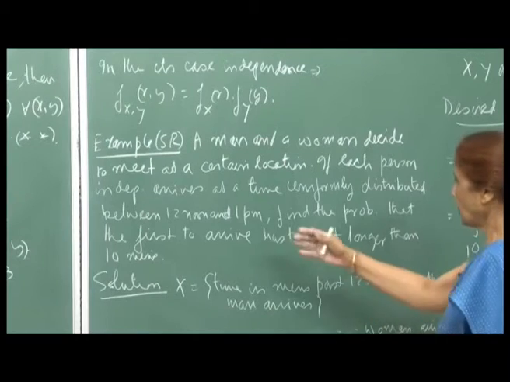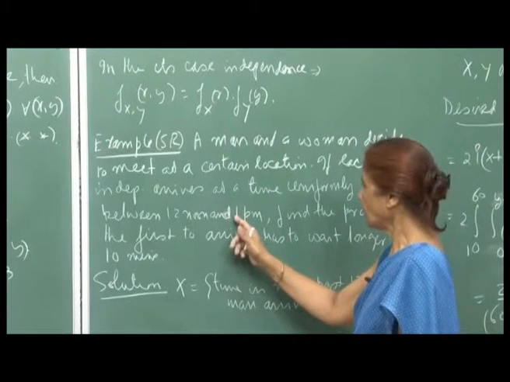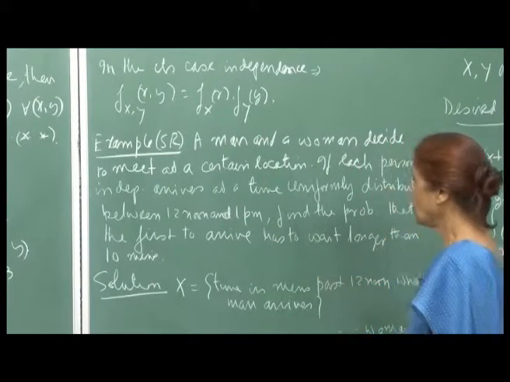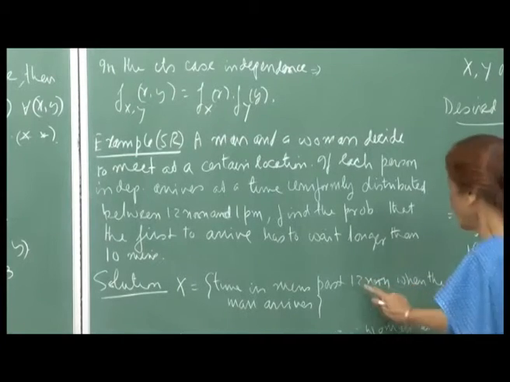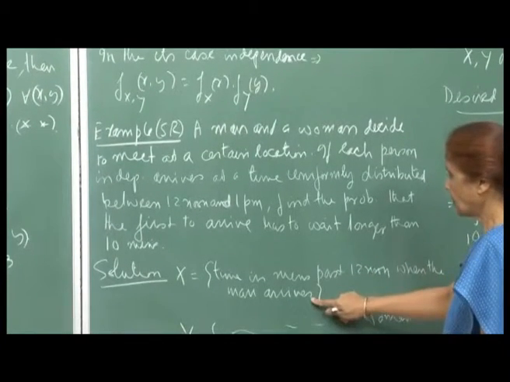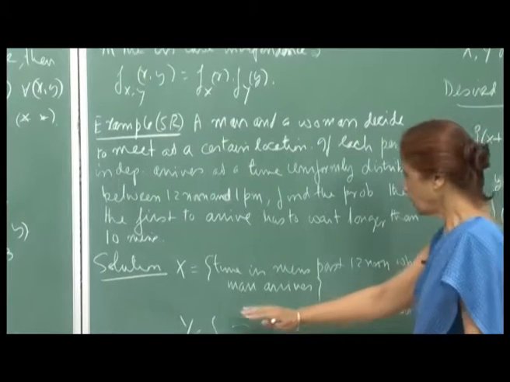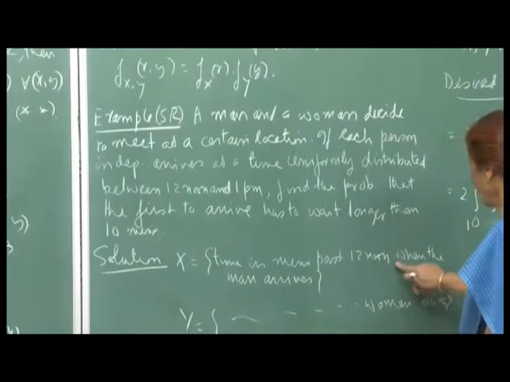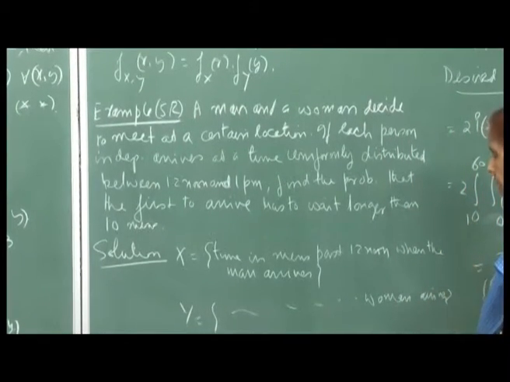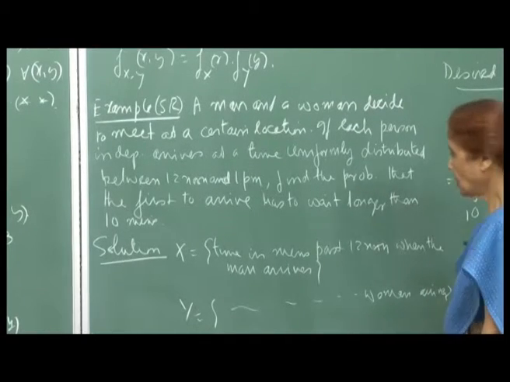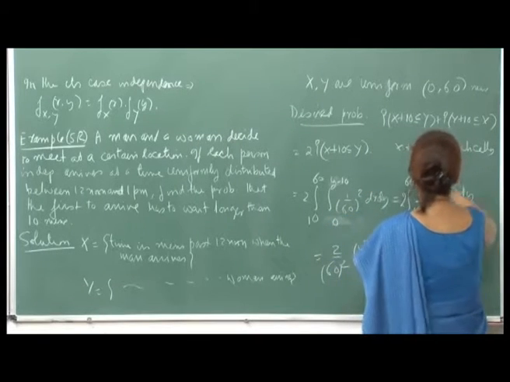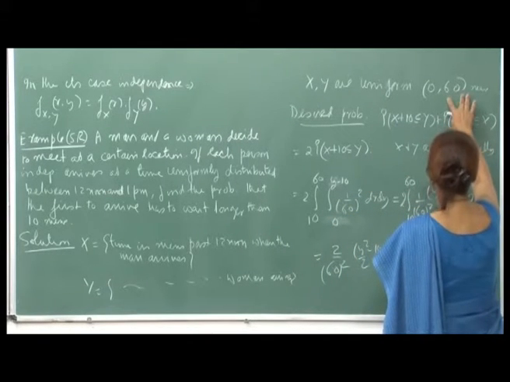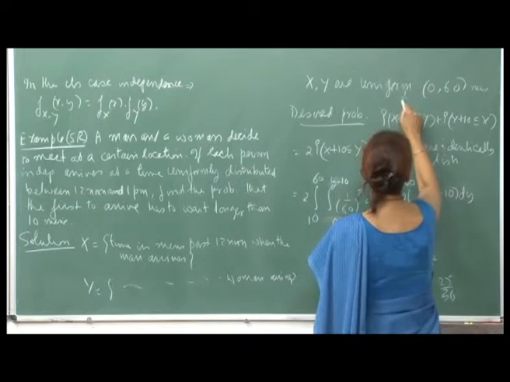So, therefore, that is why I converted the PDF as 1 by 60 for each x and y. So, here let me define the random variable x as time in minutes past 12 noon when the man arrives, and similarly y as time in minutes past 12 noon when the woman arrives at the fixed spot, right. So, both are random variables, and they are uniformly distributed between 0 and 60. So, that means the PDF will be 1 by 60 for each.